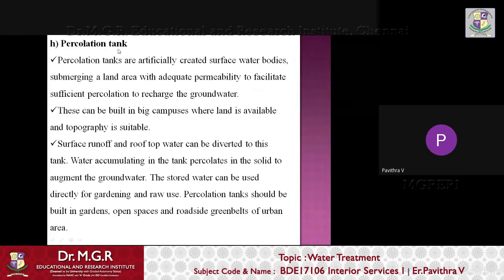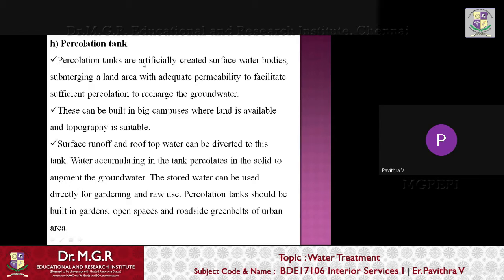So next is the percolation tank. The percolation tank is one in which water percolates into the soil in a slow way, so that after percolation the stored water we can use for our daily uses, irrigation purposes, or whenever the water is needed.